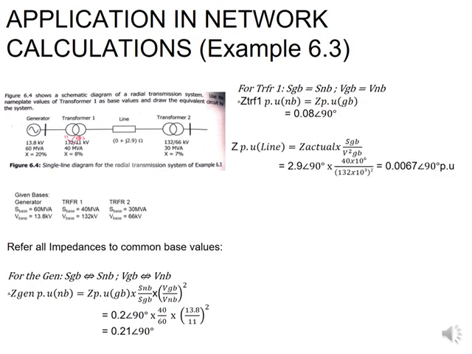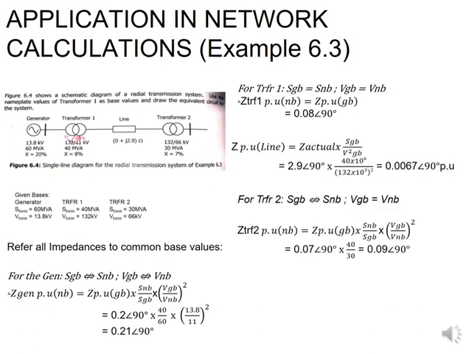Then we go to our line. Remember our line, our formula is Z actual multiplied by our apparent power new base, or rather, sorry, given base, and then we divide by our voltage squared given base. So our S is going to be that 40 that we've been asked to utilize, and then I divide by the 132 times 10 to the 3 and I square that. Then I multiply that by my 0 plus j 2.9, which is really just 2.9 at an angle of 90 degrees, and I get my answer, which is in per unit at 90 degrees.